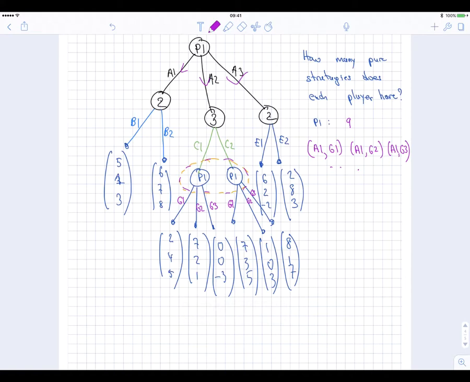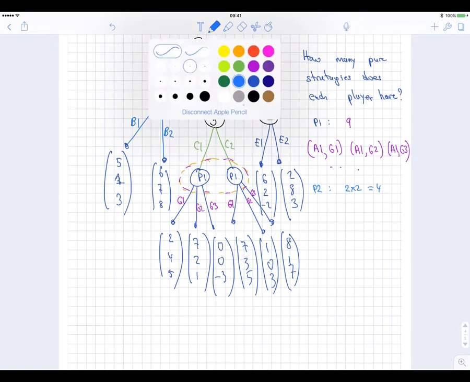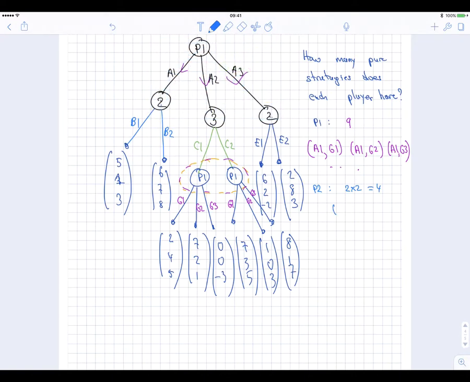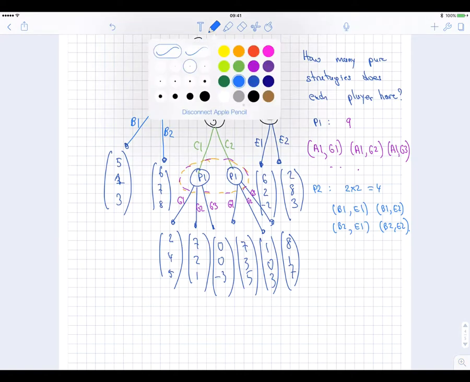How many pure strategies does player 2 have? 4, of course. Why? 2 decision nodes, 2 actions at each of those decision nodes. So it's going to be 2 times 2, which equals 4. Let's list them because it's just 4 of them: B1, E1; B1, E2; B2, E1; B2, E2.